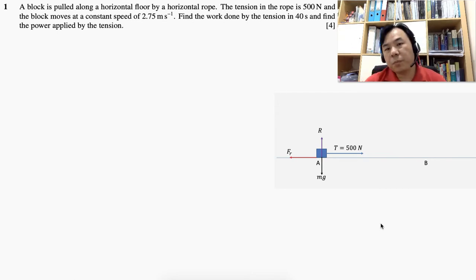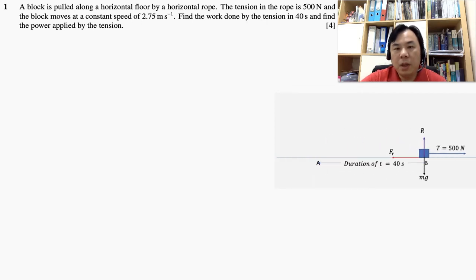In 40 seconds, it would have moved to position B, for instance. Okay. Now, how far is B then? Okay, so we are going to find that out shortly. So this is how it looks like. It's going to move from A to B. Constant speed here, which means acceleration is actually equal to 0. All right. Now the 40-second duration, how much work is being done?